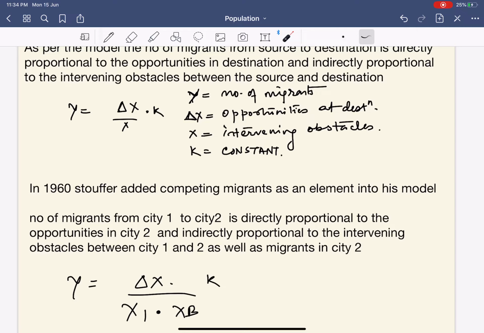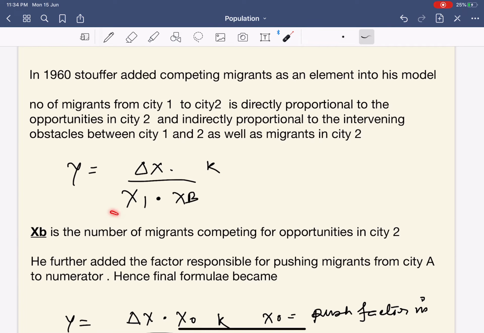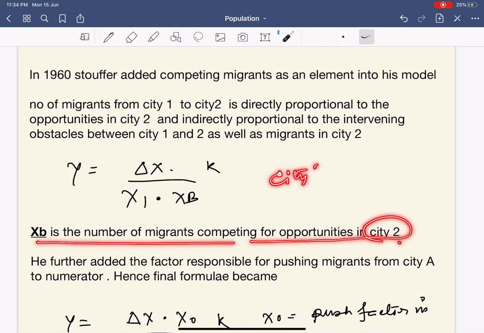Again, this was modified in 1960 by Stouffer. What did Stouffer do? Stouffer added another point over here. What was this point? Stouffer added xb, where xb is the number of migrants competing for opportunities in city 2. This is city 1 and this is city 2.